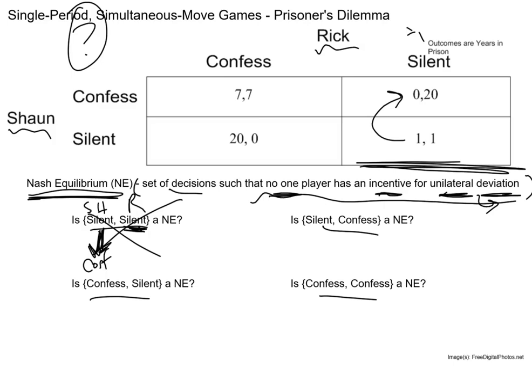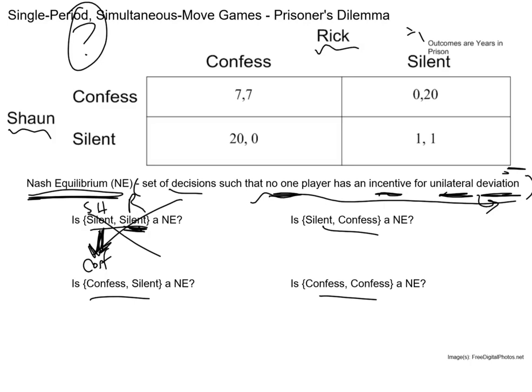Notice that, would Rick be happy with his outcome as well, or would Rick also want to unilaterally deviate? If Sean was going to stay silent, would Rick also want to change his decision to confess? He would. Neither of them wants to stick with this outcome. And so if anyone wants to change, it's not a Nash equilibrium.